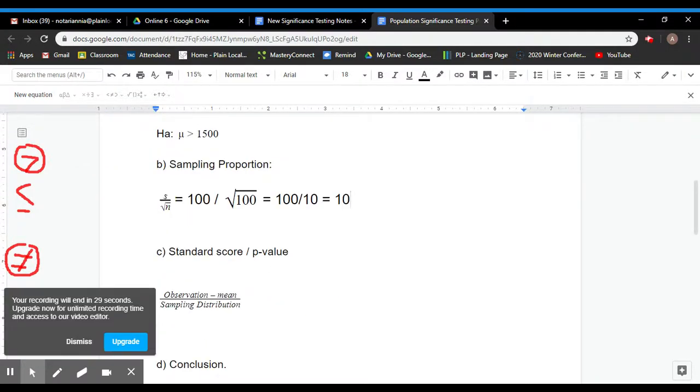Next, you would do the standard score in order to find the p-value. In order to get the standard score, you have to take the observation, which is your x bar, minus the mean, which is mu, over the sampling distribution, this number that you just got. All right, so this would be 1,650, the observation, minus 1,500, over 10.